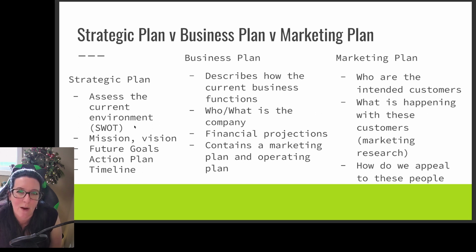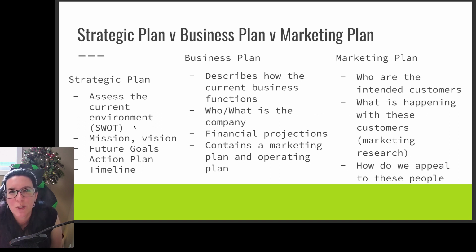And then we could drill down even deeper and look at the tactics, how we're going to achieve our strategies. We could set out action plans. So what are the first steps? And create our timeline. So this is forward thinking, addressing the future. A business plan describes more how the current business functions. Who are we, or what are we, as an organization? There's often a component on the financials of the organization. And then marketing plans and operating plans are typically contained in or referenced in the business plan.